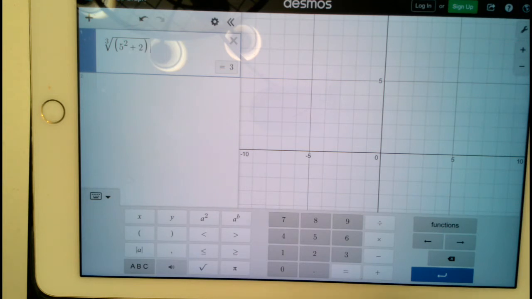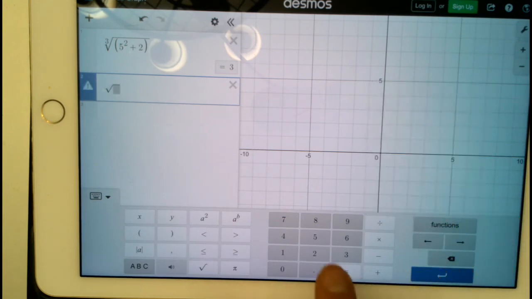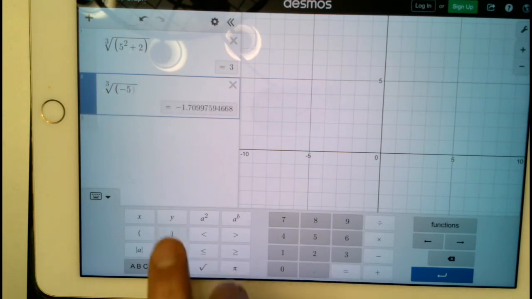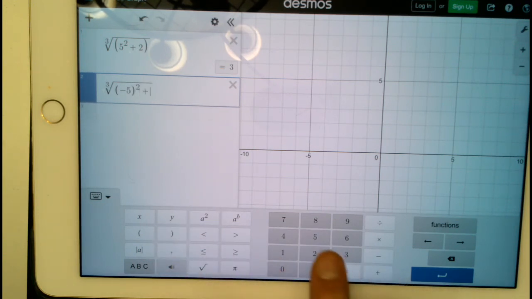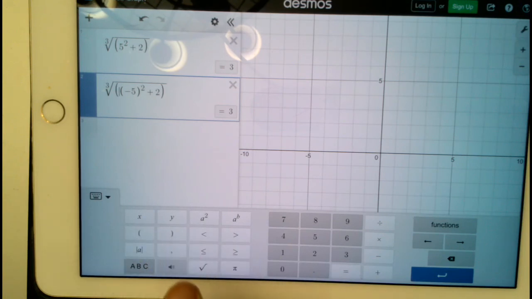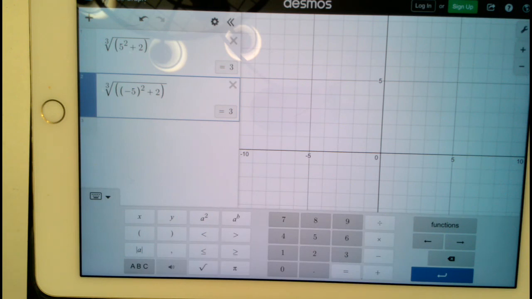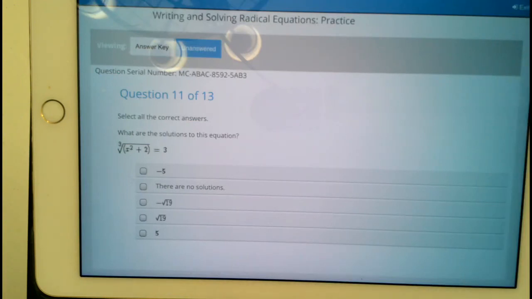The same thing if we go to functions here and we still type in that same button, the cubed root. In fact, it would have been easier just to retype it in, but I'm going to be a little bit more specific with my parentheses here. Negative 5 squared plus 2. If we want to get technical, we can put that parentheses in, so then we put that parentheses in here also. But notice that regardless, we get a 3 both times, which means when we go back to the problem that our answer is negative 5 and positive 5.